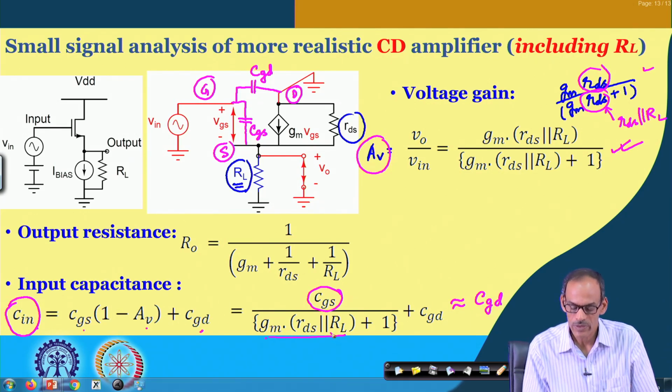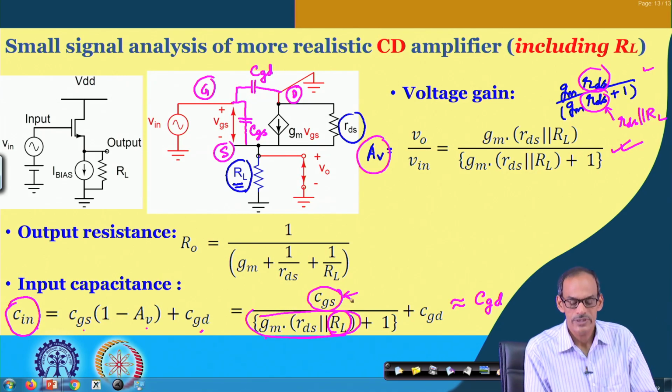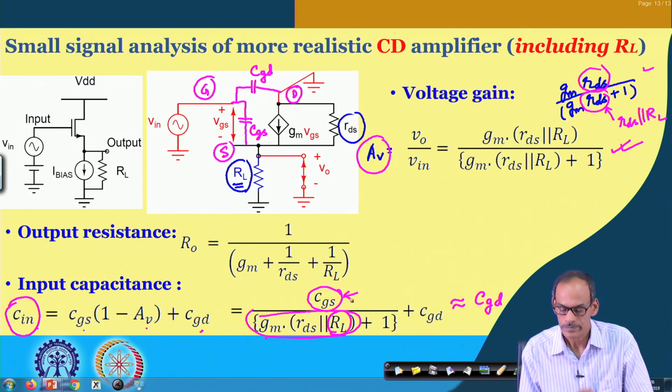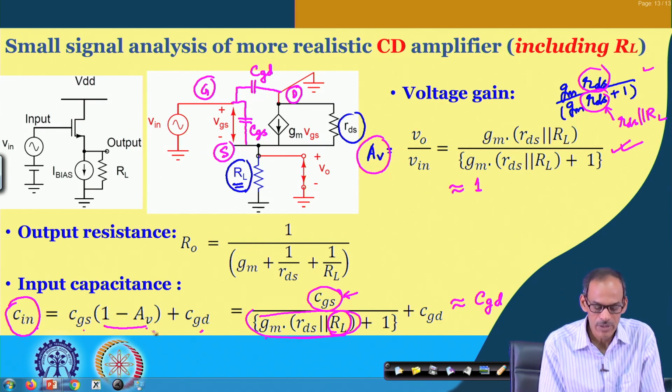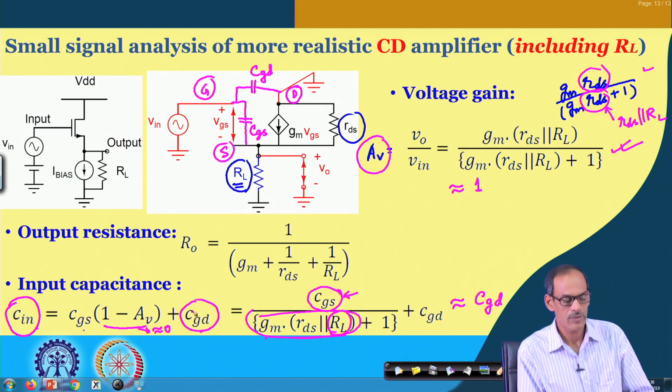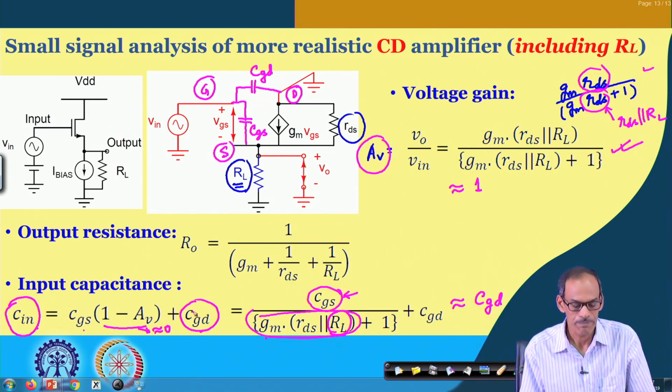So, note that even if I consider the effect of RL, since this part is much higher than 1, its effect is very negligible, and as a result the effect of CGS is very small. In fact, it is also very clear that if the voltage gain is approximately 1, then this part becomes approximately 0 or very small. So, we have only CGD left behind for the Cin.